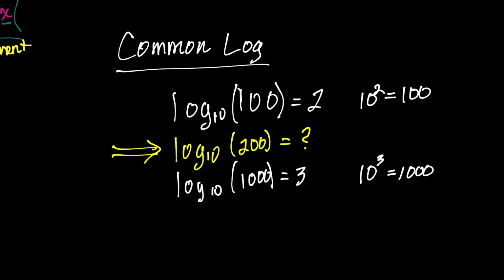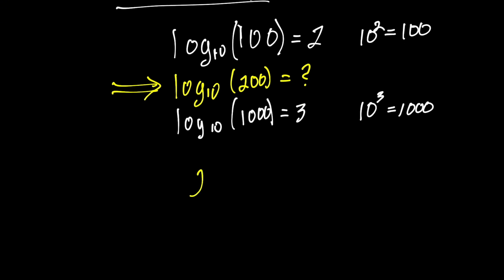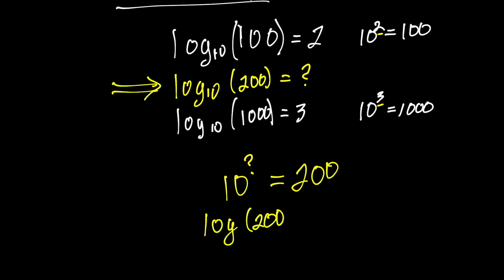I don't know what that is. I know it's not a whole number, because 10 to what number is equal to 200? I don't know, but I know it's between 2 and 3. So if I typed log 200 into a calculator, it's going to give me a number that is between, not 1, but 2 and 3. So that's kind of how those work.